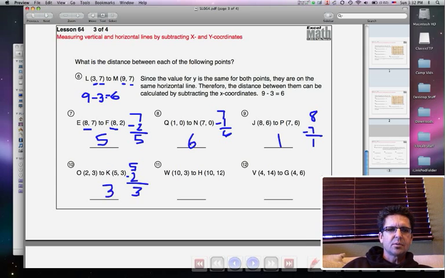The distance is 3. Number 11, 10, 3 and 10, 12. The y's are different, 12 and 3. 12 minus 3 is 9. And the last one, number 12. The y-coordinate again is different, 14 and 6. So you can do 14 minus 6 is equal to 8.